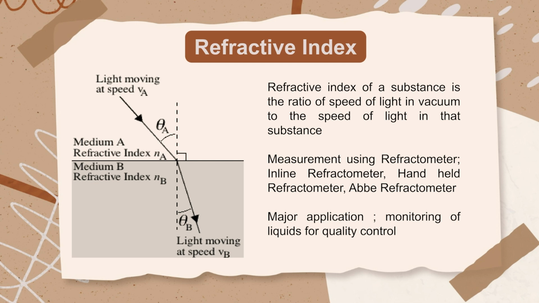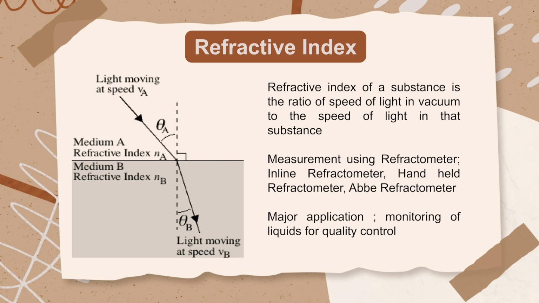So refractive index of a substance is basically the ratio of speed of light in vacuum to the speed of light in the substance that we are checking. So how much is the speed of light in air or vacuum, and how much is the speed of light in the material which we are testing? That ratio of it is refractive index. So measurement using refractometer, so it is handheld refractometer, online refractometer, Abbe refractometer. The major applications is for quality control and for various other applications.